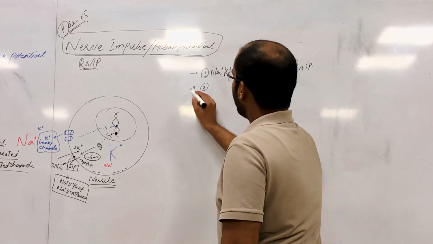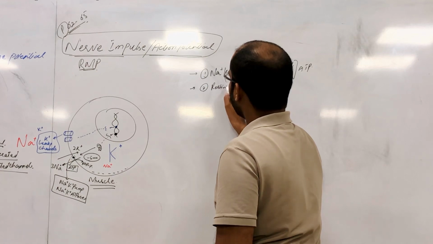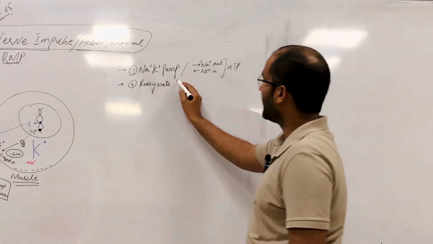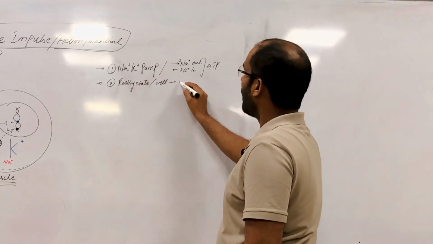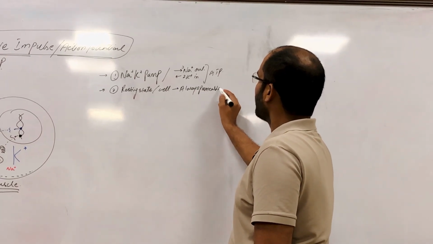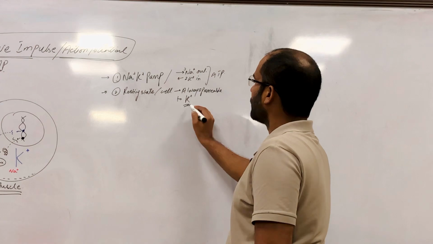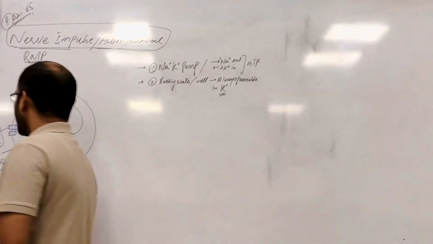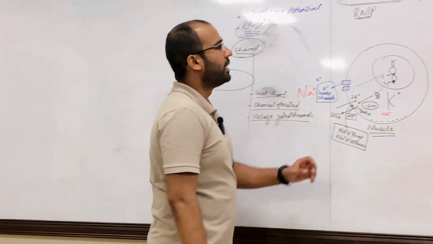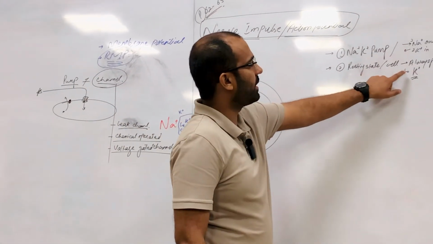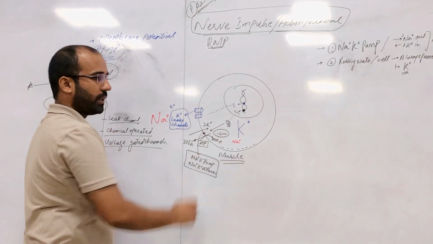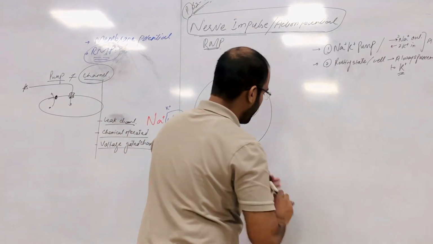Second point, you must remember that at resting state, the cell is always permeable to potassium. A little sodium will come and go, but this is negligible. This is not the considerable point. The main thing is that at the resting state, the cell is always permeable to potassium. It means, first of all, we will talk about the potassium. Let me make the diagram more clear.